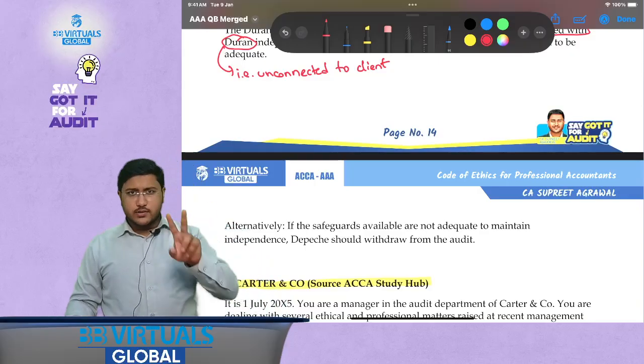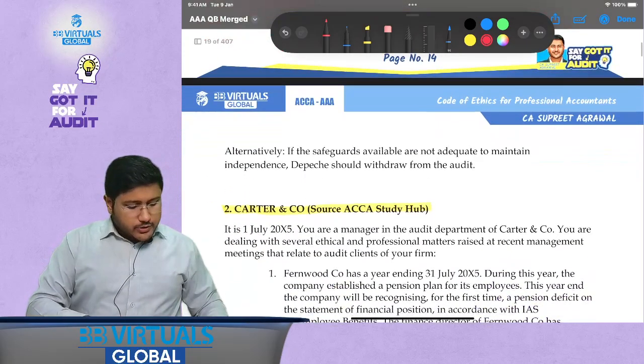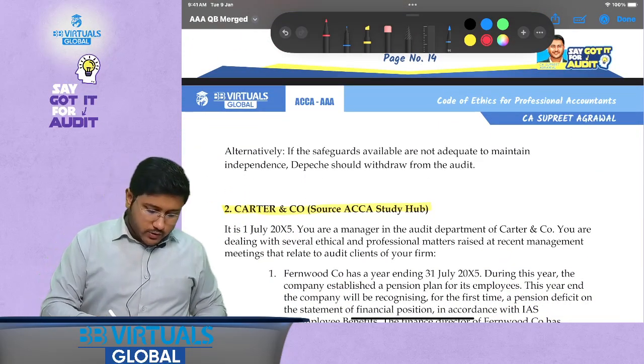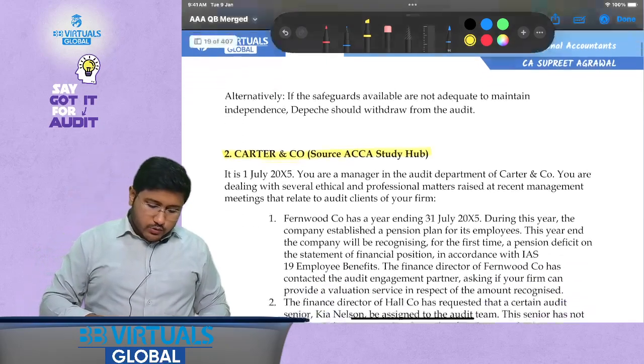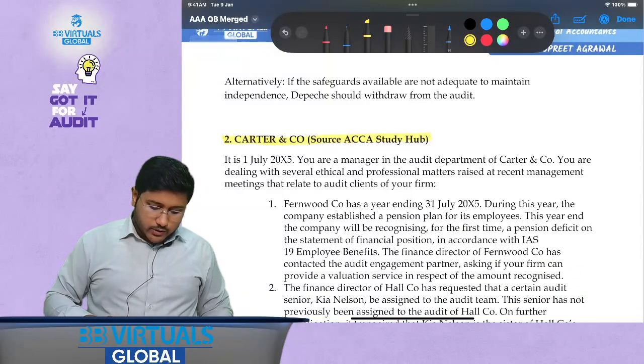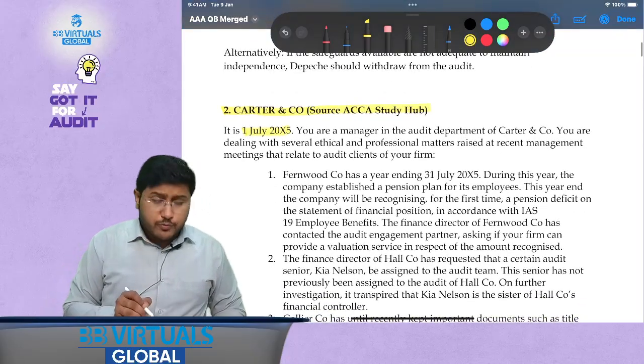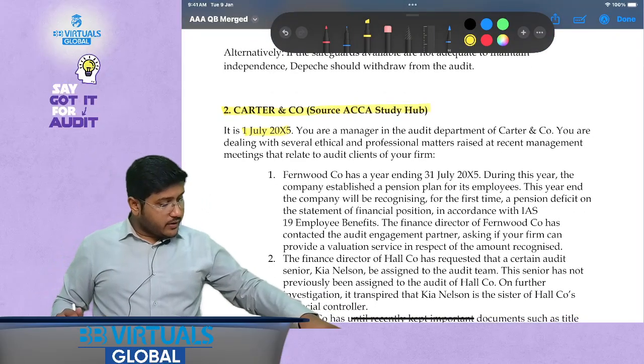Now let's start with the second question. So my dear friends, the second question is on Carter and Company. Okay, so let's read it fully. Carter and Company, and this is a very good question. Carter and Company is taken from ACCA study hub only. Now it is 1st July 2025 again.